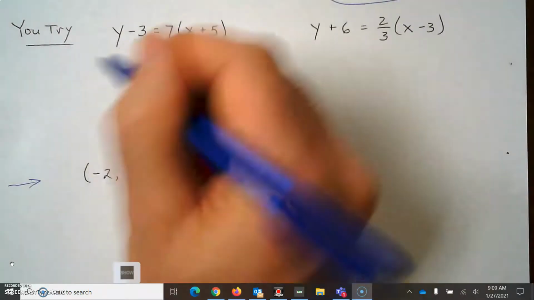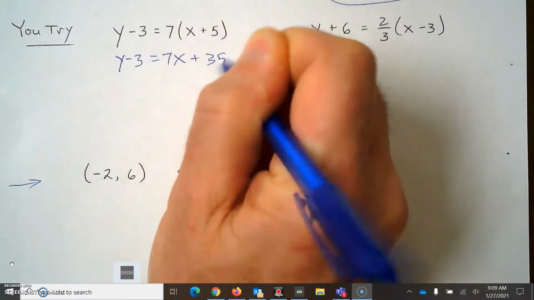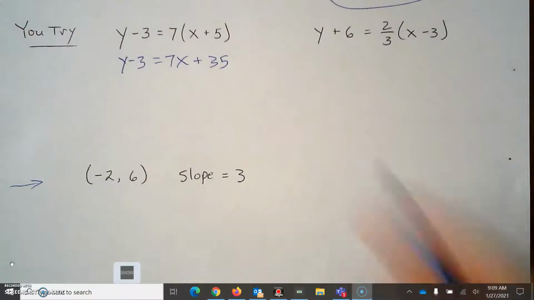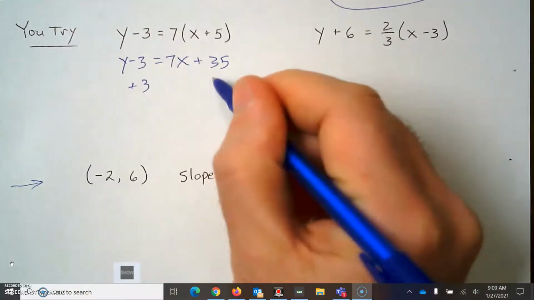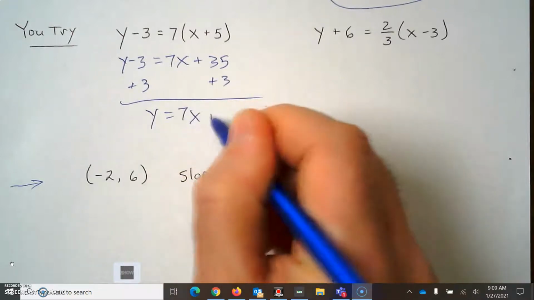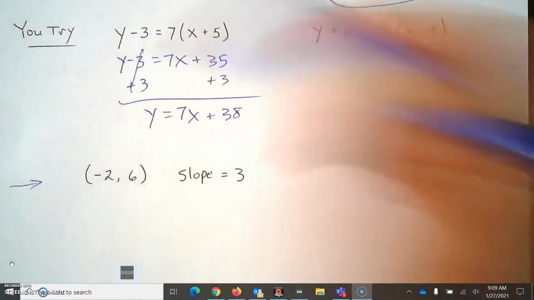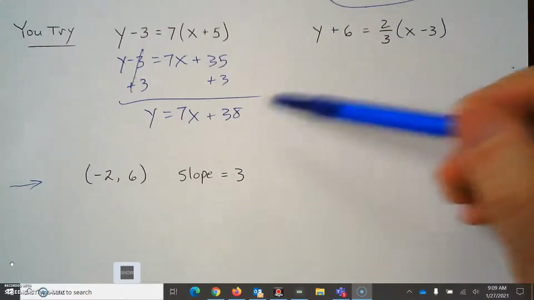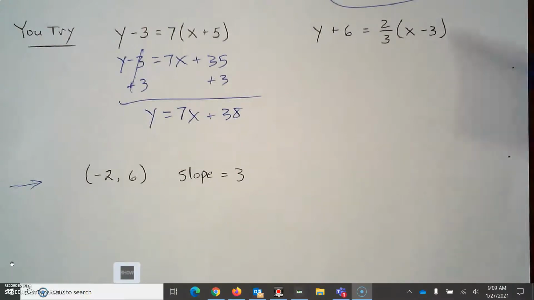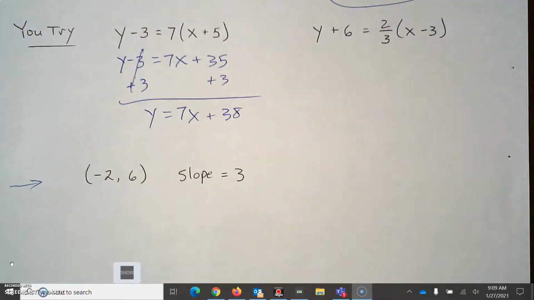All right, well, I'm going to distribute. And I bring down the y minus 3. I'm going to show that I canceled the minus 3 by doing plus 3. And I'm done. Okay, these 3's cancel, and 35 plus 3 is that 38 right there. So point-slope form to slope-intercept form. These are really the same equations, everyone. They're just in different forms. They graph the same line.